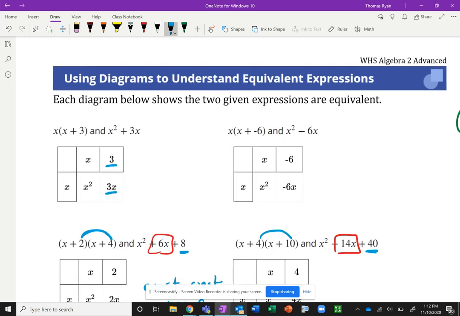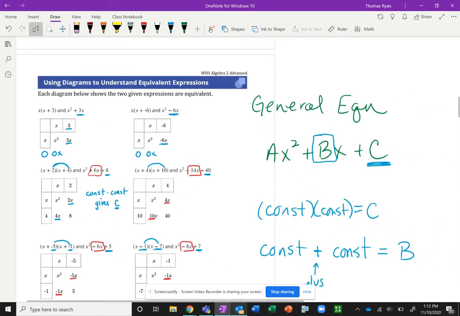3x times, well, this would really be kind of like a 0. So this would really be a 0x. Hey, it still checks out. You still get 3x. -6x, again, if this were a 0, this would be 0x. So we still get -6. So it still works out.